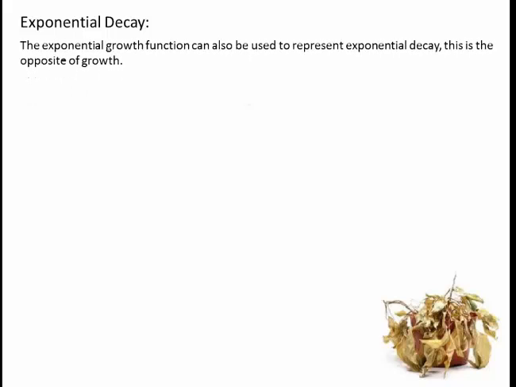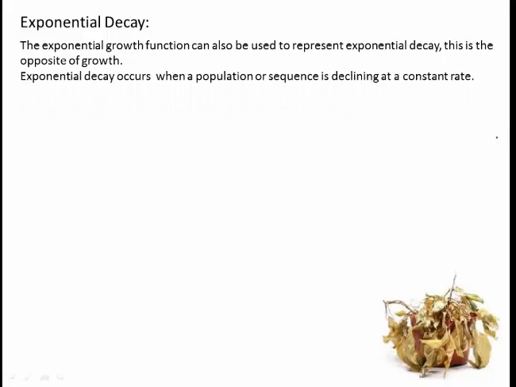Now, exponential decay occurs when things are decreasing. This is the opposite of growth. Growth is increasing, decay is decreasing. This is when a population or sequence is declining at a constant rate.